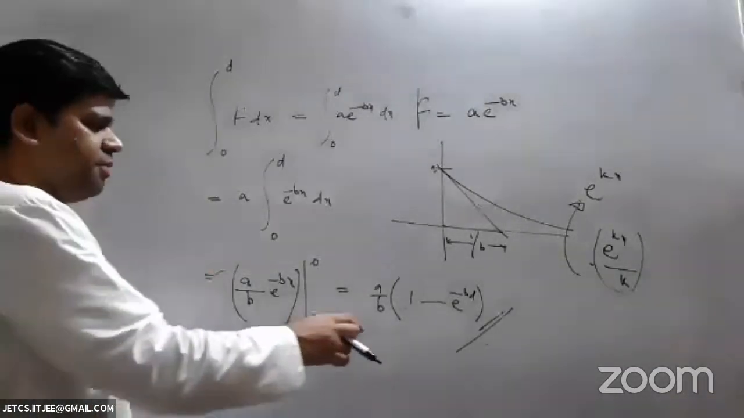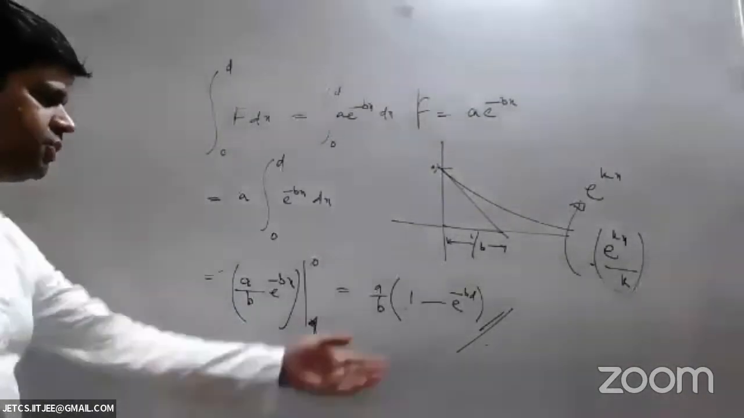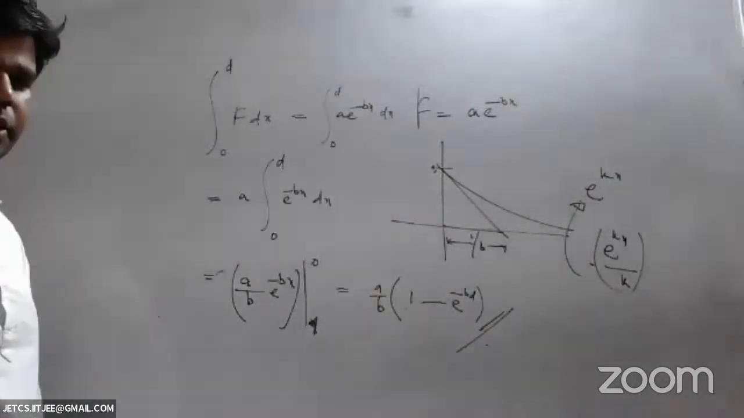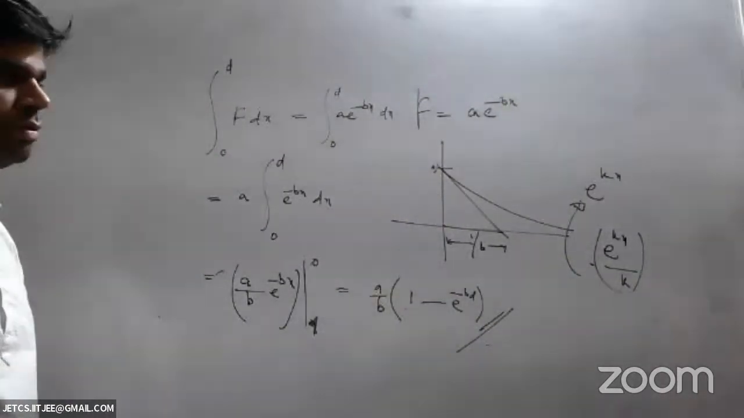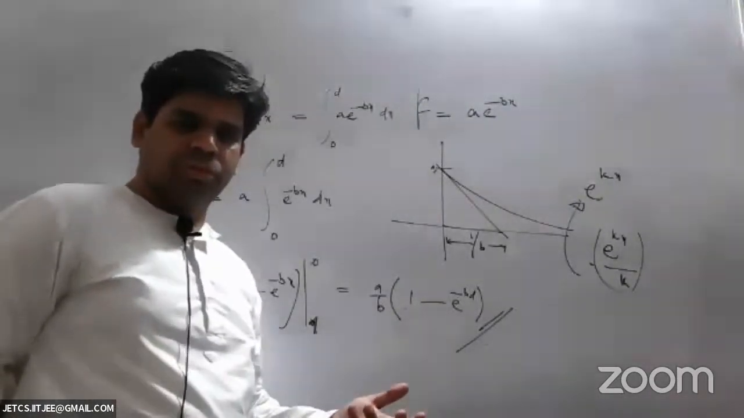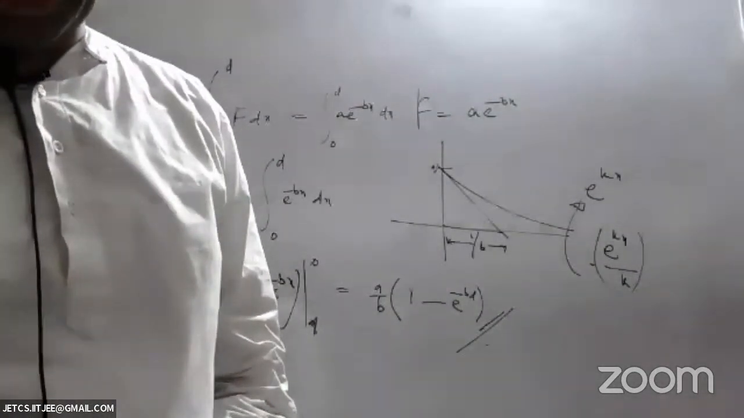Acha, tell me, is the work done positive or negative? Look at this equation: 1 minus something less than 1. E power minus x is less than 1, right? Yes, sir. 1 minus something less than 1 is positive. All right, now let's look at the graphical interpretation of it.